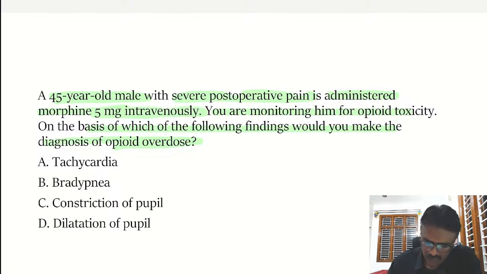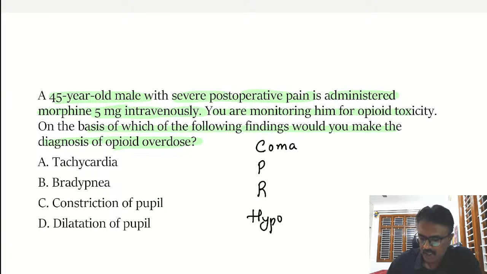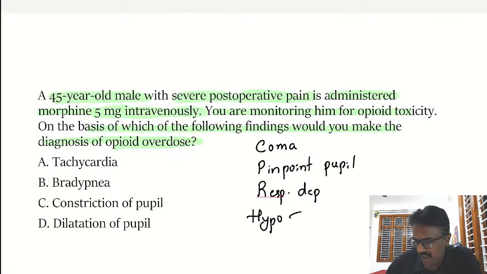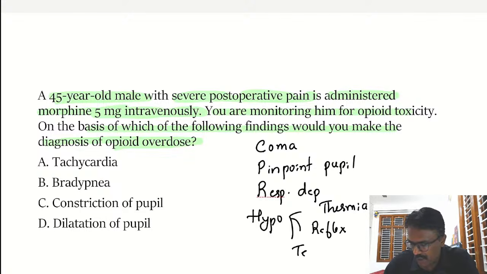So the question is asking about opioid overdose. Remember how to remember opioid overdose. The mnemonic is CPR and hypo. So a patient with opioid poisoning will be in coma. The pupil will be pinpoint pupil, that is miotic pupil, and patient will have respiratory depression. There are three hypos you see in opioid poisoning: hypothermia, temperature is low, hyporeflexia, and BP is low, hypotension. So these are typically seen in opioid poisoning.